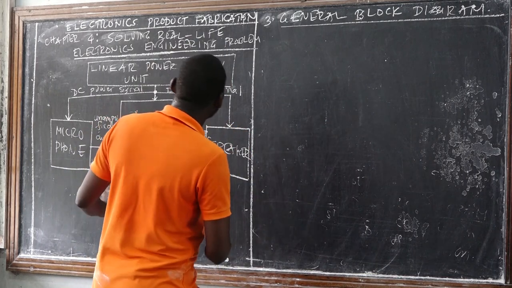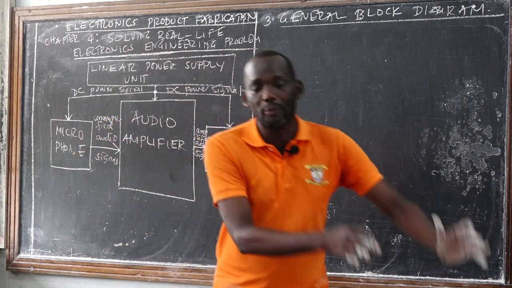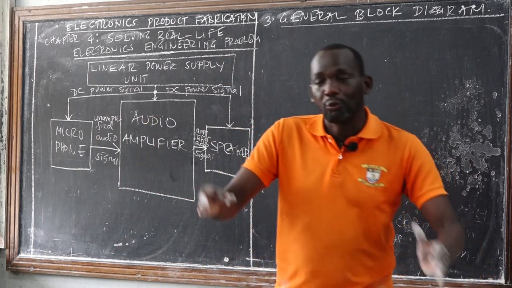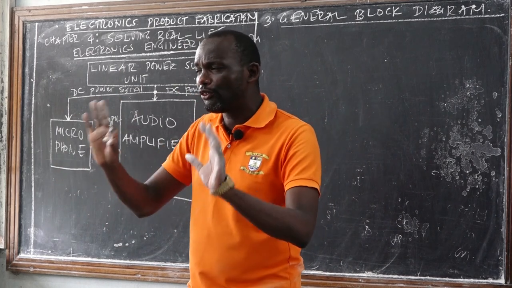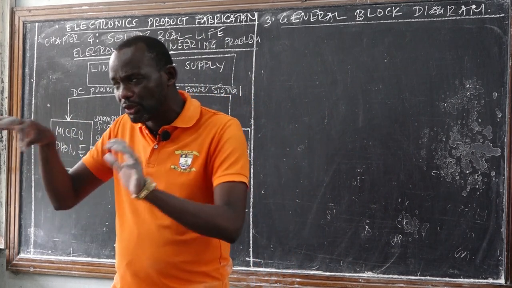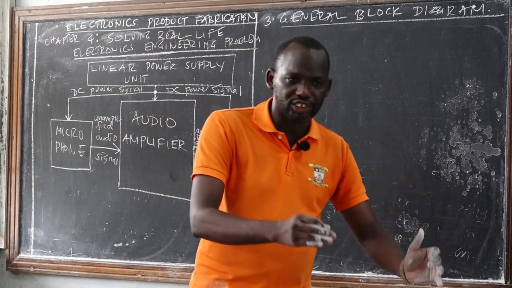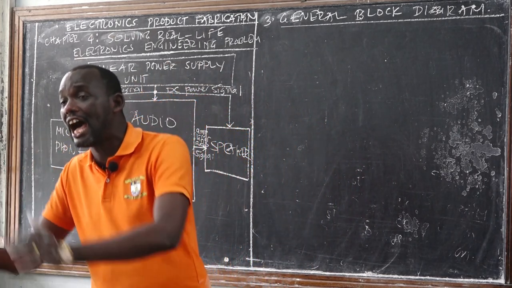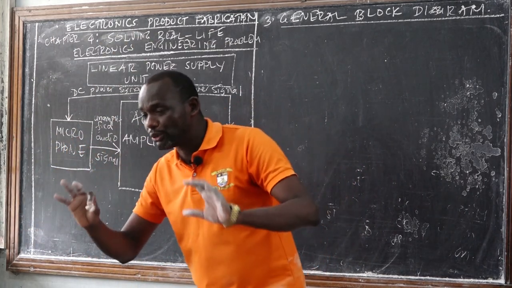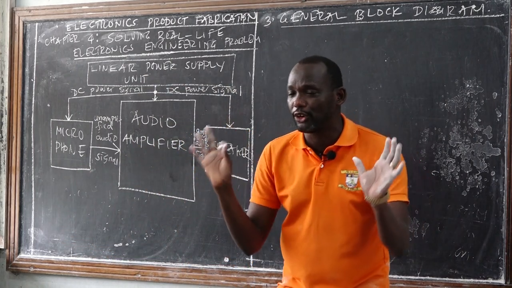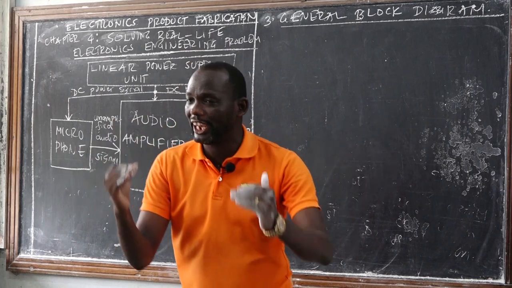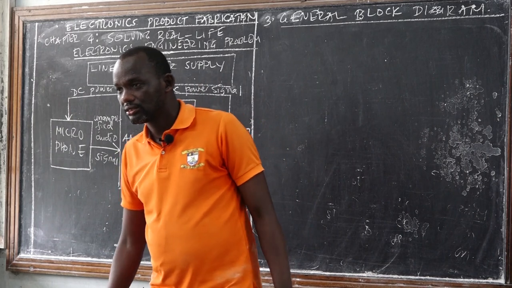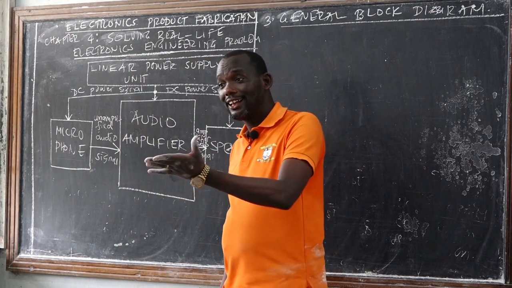So in the process of conveying, we just convert it from one form of energy into another form of energy, but the information is still the same. We taught you in Physics Form One that energy cannot be created nor destroyed, but it can be transformed from one form to another. So in engineering, all electronic components or devices that convert energy from one form to another, we call them transducers. Okay?